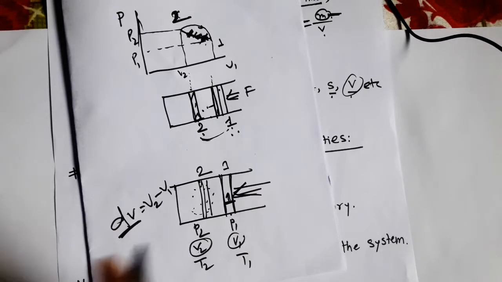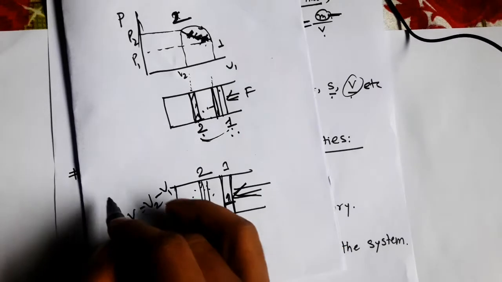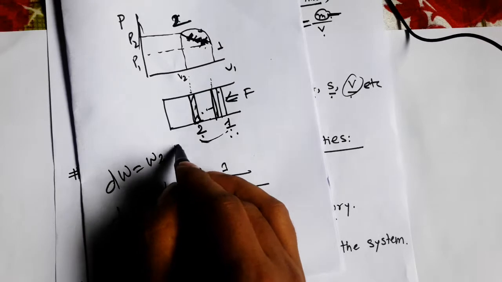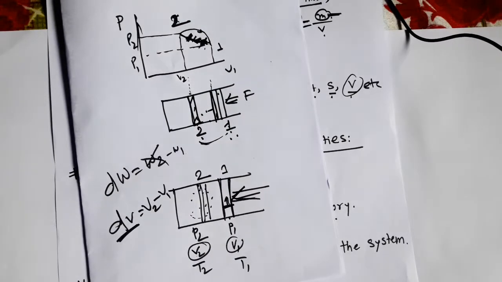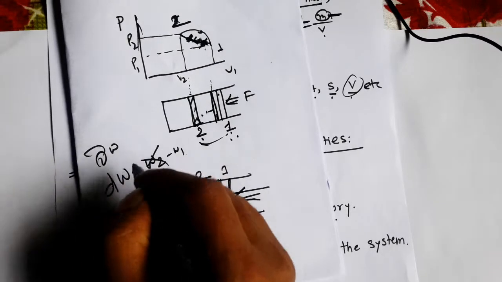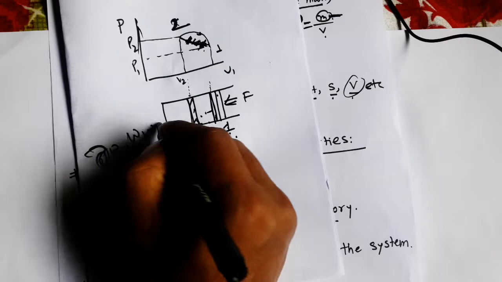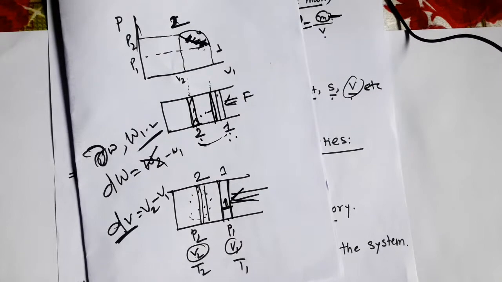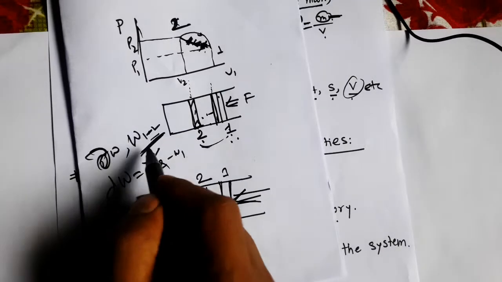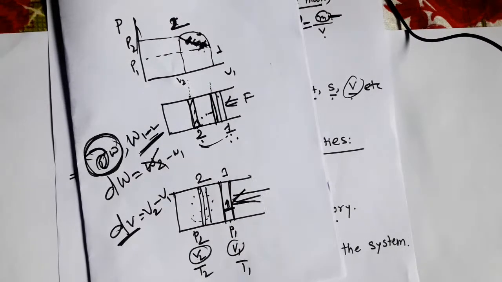But if I ask what is the change of work done, then we can't write dW equal to W2 minus W1. This is not right. We have to write it as δW, or W12. So work done in that process means in that path. So this is a path function, and that's why work done is an inexact differential.